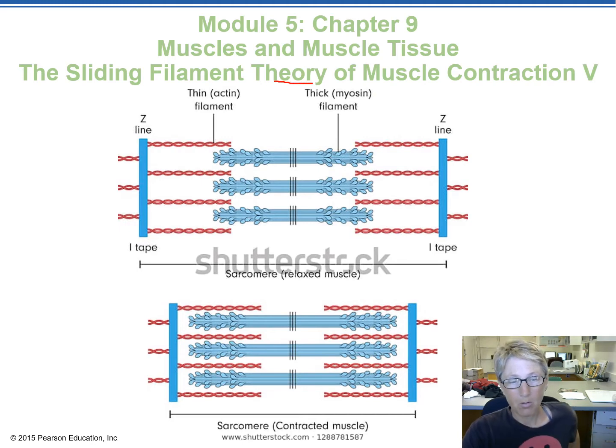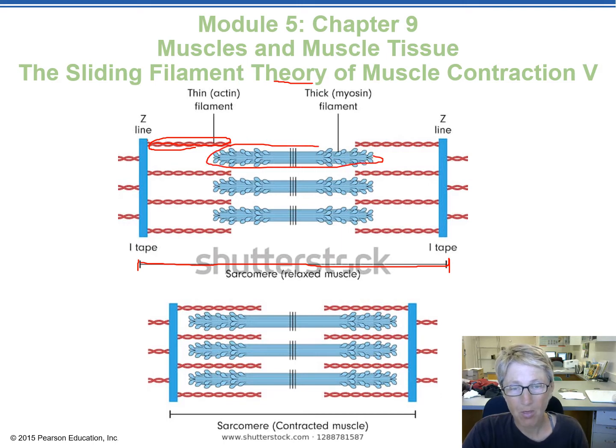So this cartoon from Shutterstock shows a sarcomere. We've talked about that in a previous video. A sarcomere goes from Z line to Z line. The red filaments in this cartoon are actin, the thin filaments, and the blue filaments are the thick filaments. The thin filament is made of the protein actin, the thick filament is made of the protein myosin.